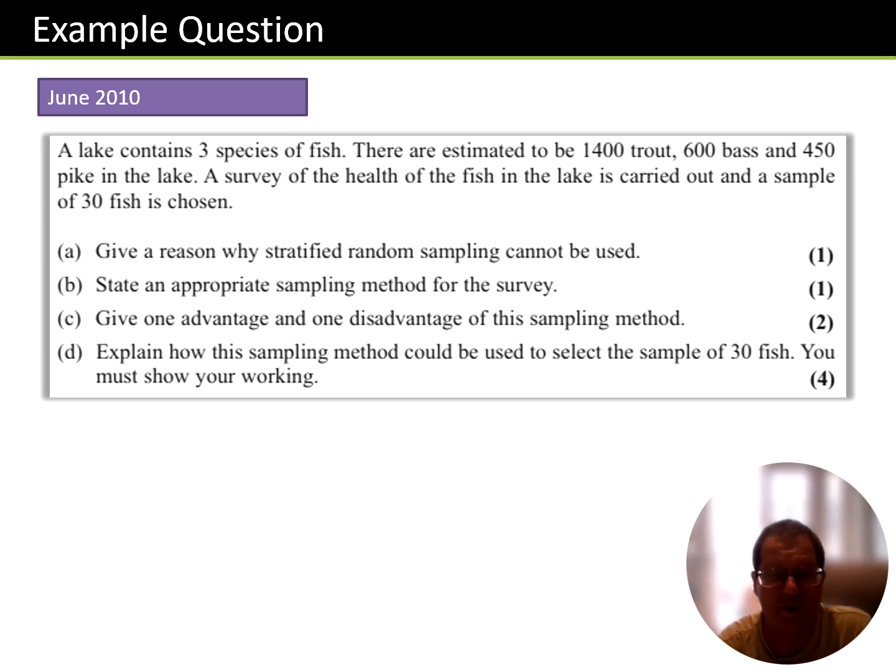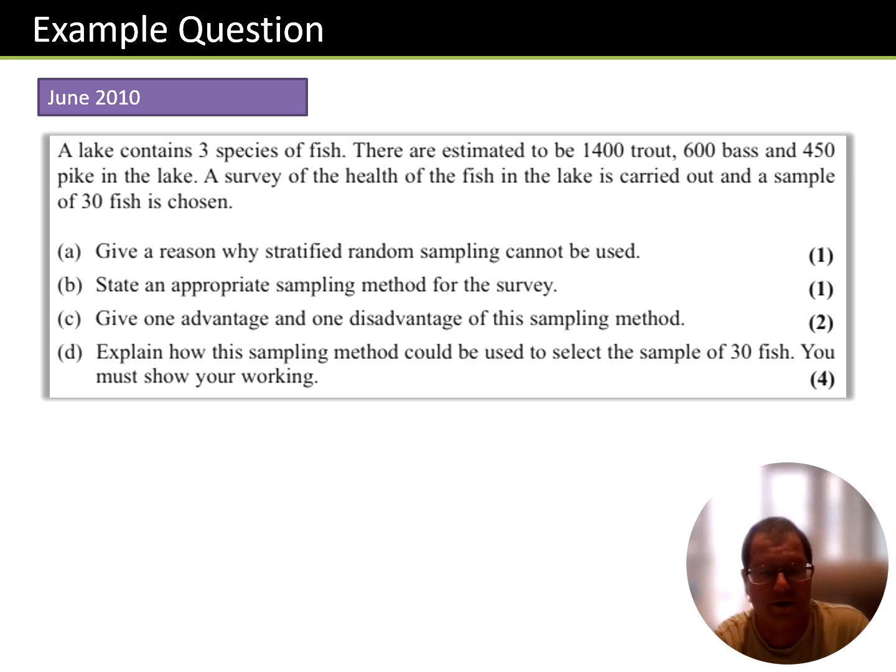So we'll have a look at the answer in a minute, but if I was answering this question about quota sampling, it would be something along the lines as follows. If I add up 1,400, 600, and 450, that is 2,450. I want to sample 30, so I would divide 30 by 2,450 to find out exactly how many that is. As I can't see the answers, I'm just going to do that calculation live.